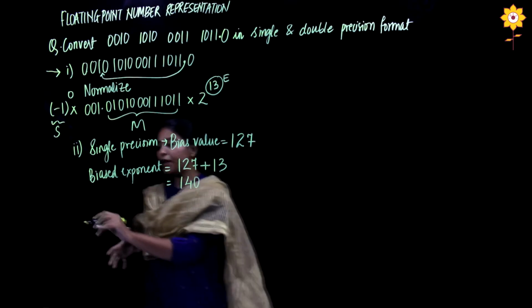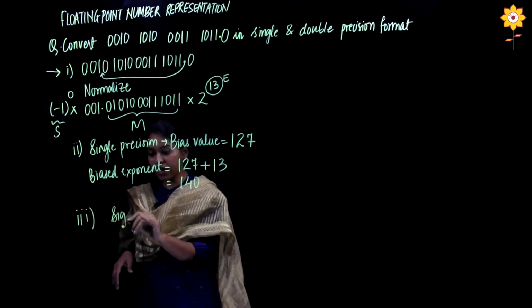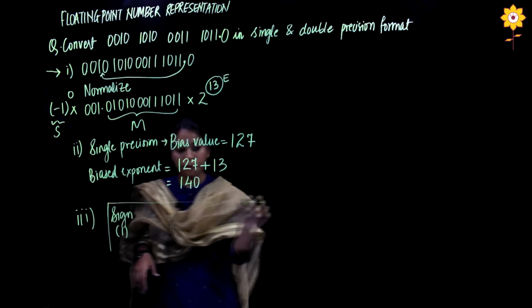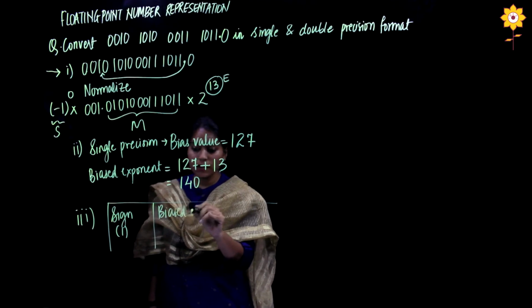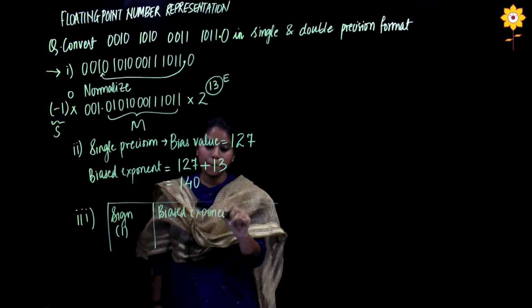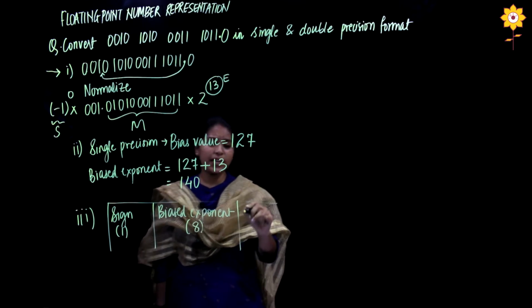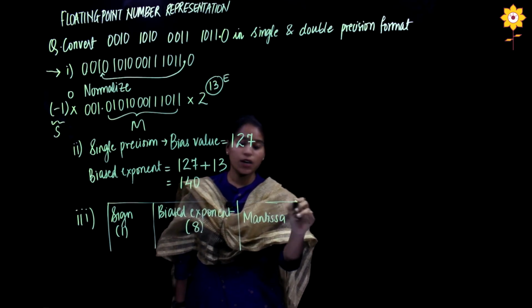Now what we do, we actually write it into the format. So we'll write it like this. We have sign, which is 1 bit. Then after sign, we have the biased exponent, which is a total of 8 bits. And then finally we have the mantissa, right?